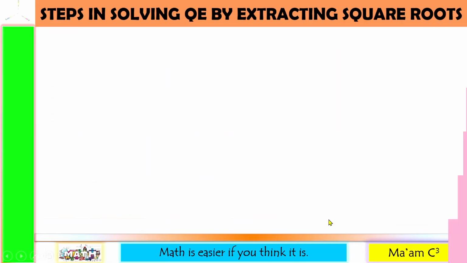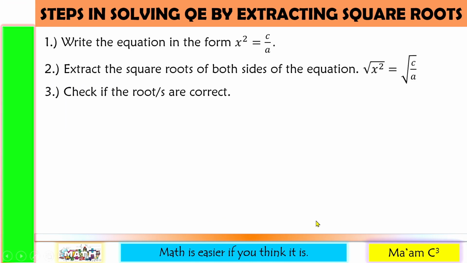Here are the steps in solving a quadratic equation by extracting square roots. One is to write the equation in the form x squared is equal to c over a. Second is to extract the square roots of both sides of the equation. Remember the square root property here. And last one, check the answers that we got by substituting them into the original equation.